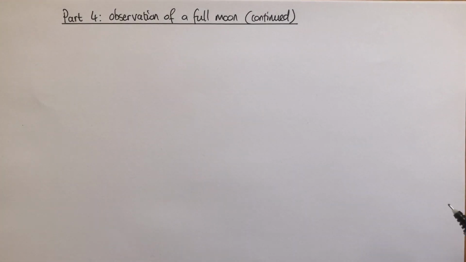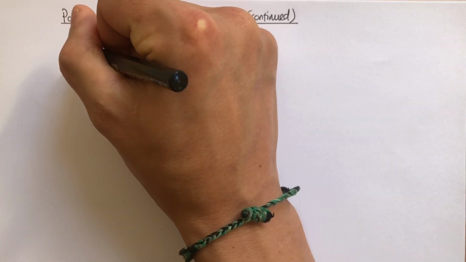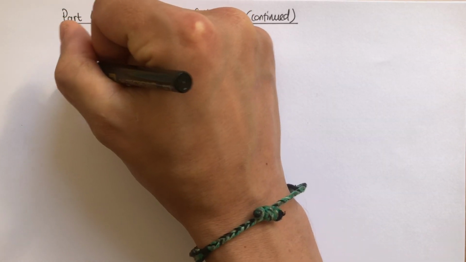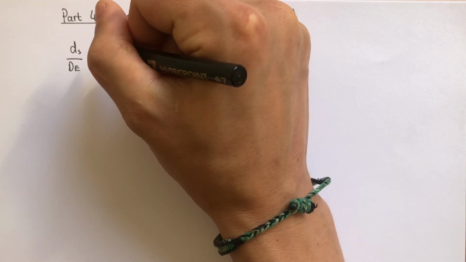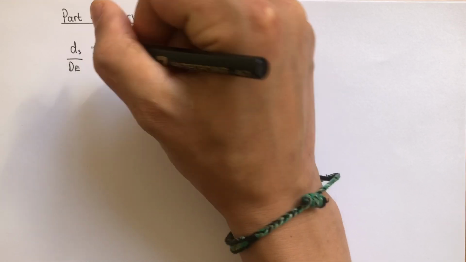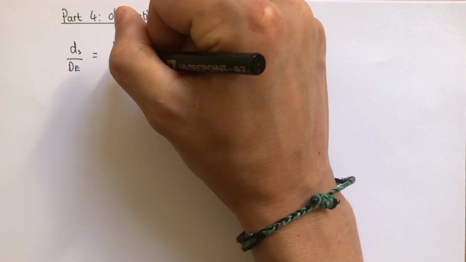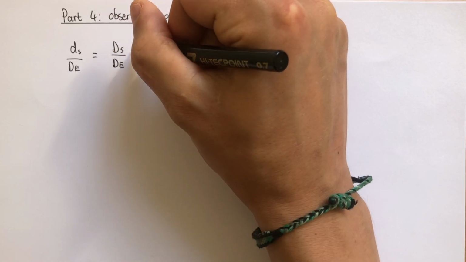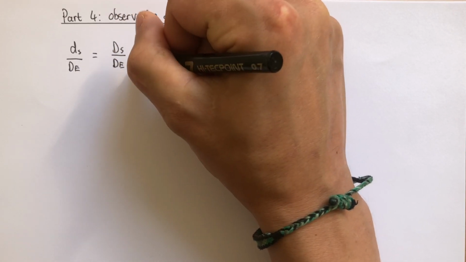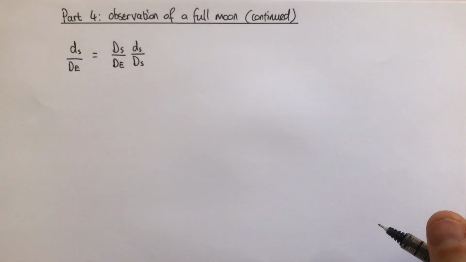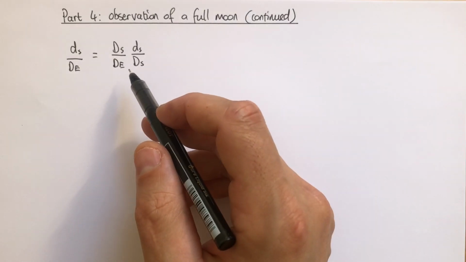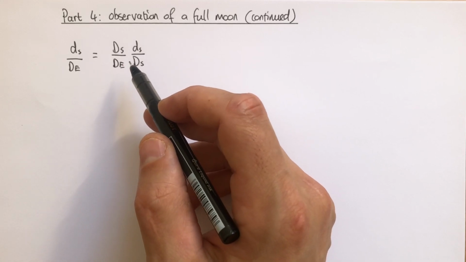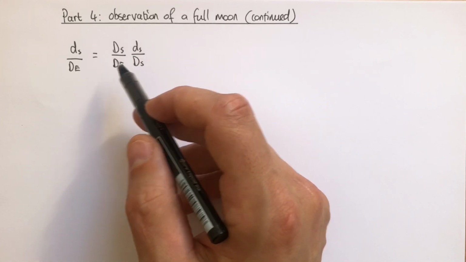We can now use this result to determine the distance of the Sun in terms of the diameter of the Earth, as well as the distance of the Moon in terms of the diameter of the Earth. In particular, note that if we write the distance of the Sun divided by the diameter of the Earth, little ds divided by big de, we can rewrite this as ds divided by Ds multiplied by Ds divided by de. Notice that you can equate both of these sides. The big Ds's cancel and you recover little ds divided by big de, which is what you have on the left hand side.